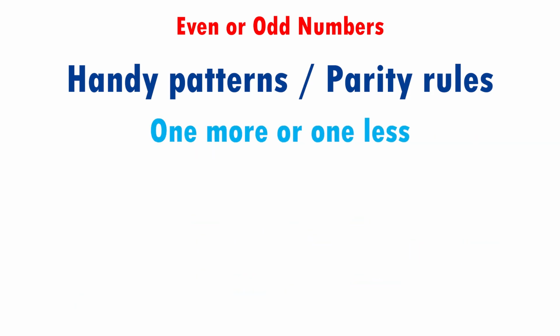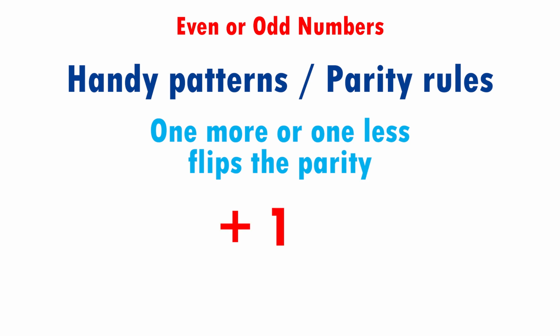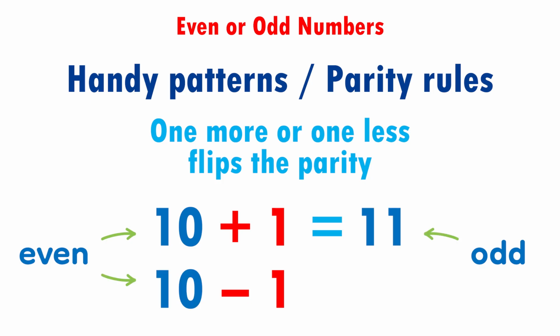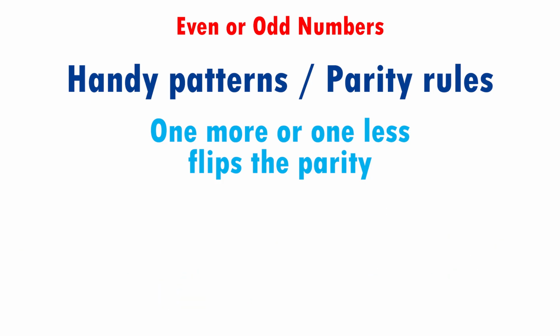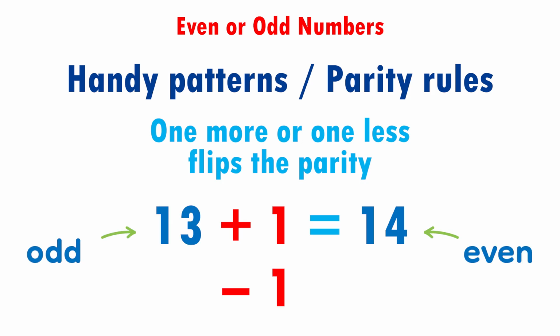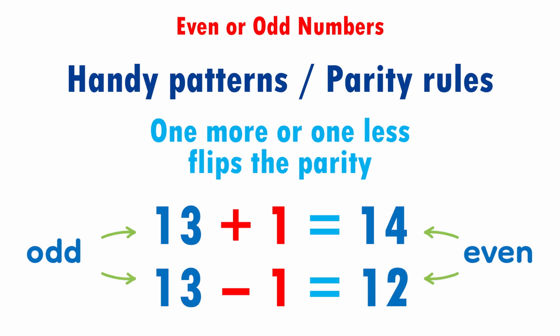One more or one less flips the parity. One more or one less than an even number is odd. For example, 10 plus 1 equals 11, odd. 10 minus 1 equals 9, odd. One more or one less than an odd number is even. For example, 13 plus 1 equals 14, even. 13 minus 1 equals 12, even. These patterns work for every whole number.